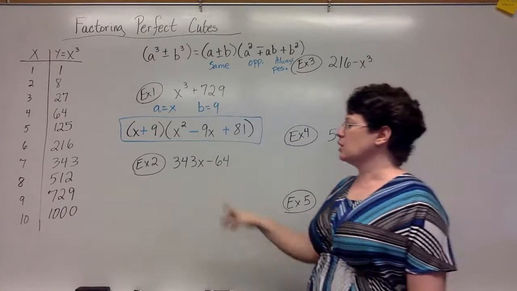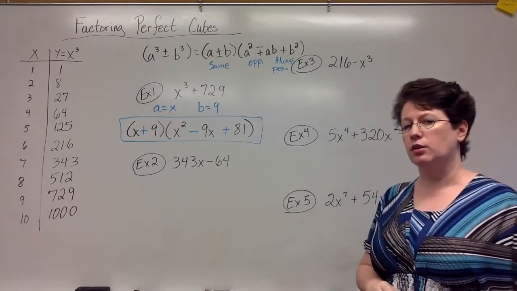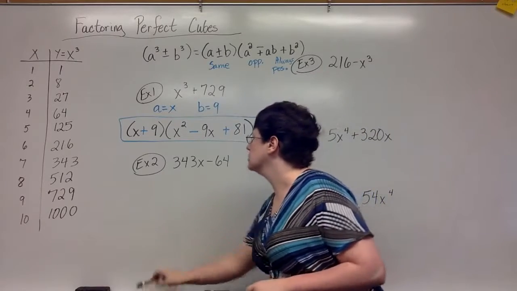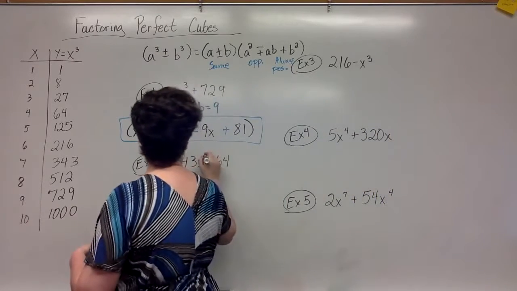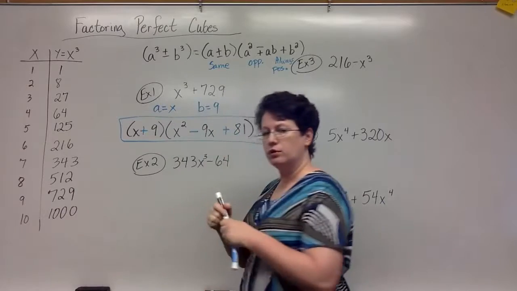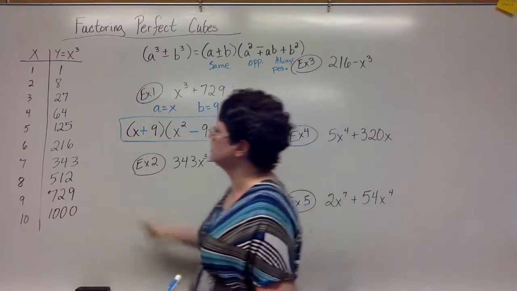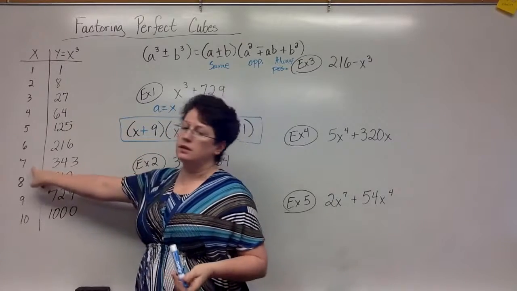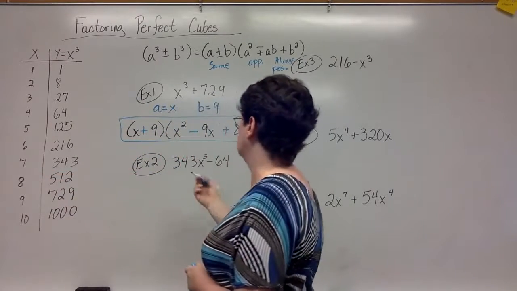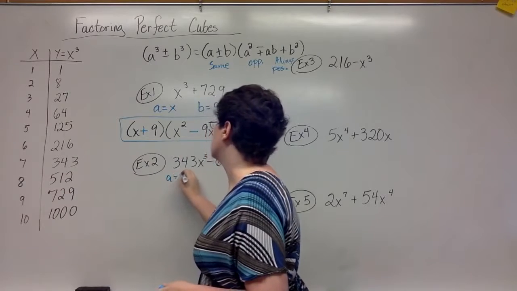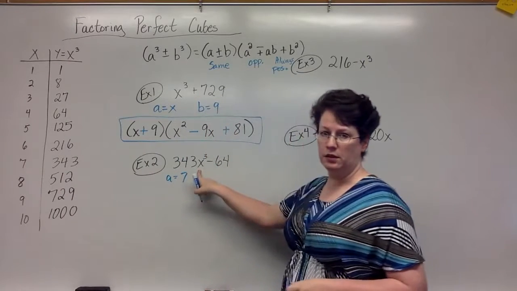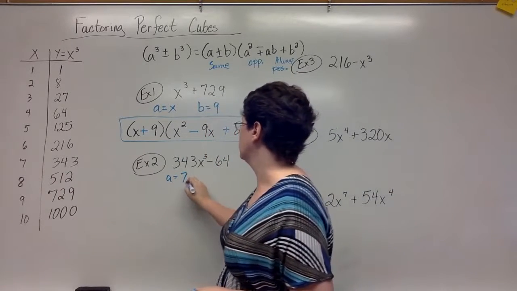Okay? Let's go ahead and do example 2. So 343, I'm missing a cube there. I have 343. What cubed gives me 343? So go down my list. That is 7. So A is 7 with the x. All right?